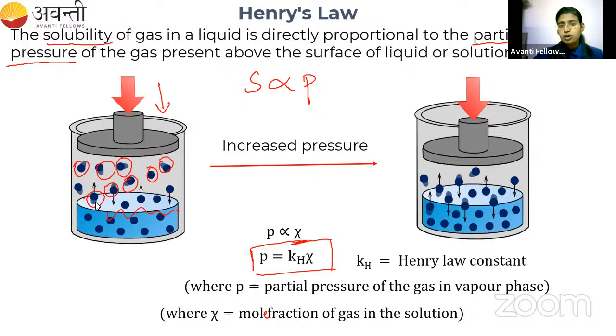And using this formula, we will solve many questions. So take a note of it. The definition and the formula is very important. P for pressure, KH is Henry's constant, and X is the mole fraction. Now, students, have you noted it? Shall I move on to the next slide?